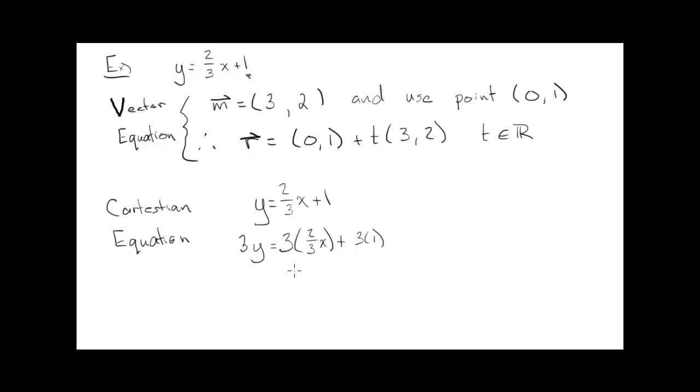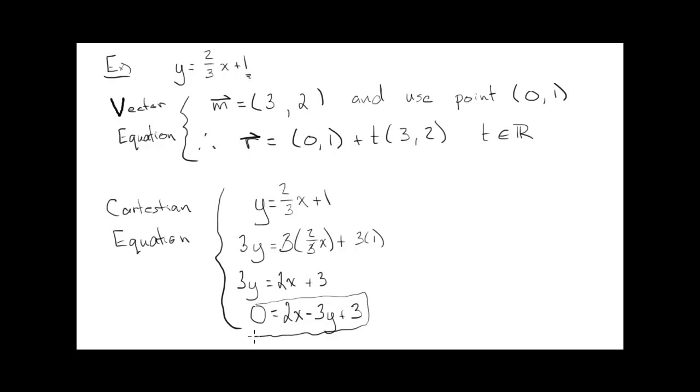So I just multiplied each term by 3, both sides of the equation, so that's allowed. So now I've got 3y equals 2x plus 3. And then I'll isolate, or get 0 on one side. So we'll just subtract 3y from both sides. Okay, so this is the Cartesian equation right here, and up here is the vector equation.